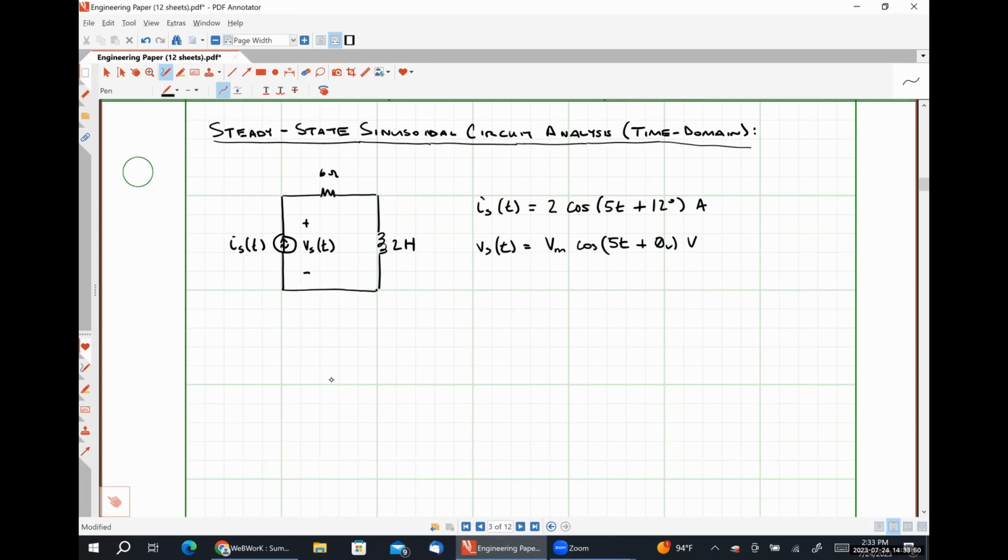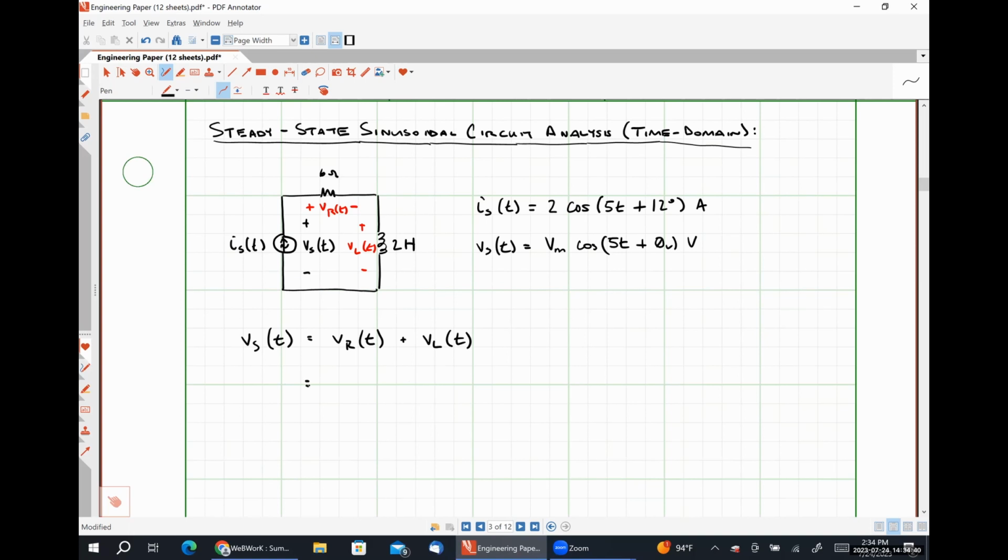All right. So how I'm going to approach my analysis here is by recognizing that I have a single loop circuit. And so I'm going to start by applying Kirchhoff's voltage law. So I'm going to call this voltage the voltage drop across my resistor, VR of t, and this voltage drop across my inductor, VL of t. And I can say that Vs of t will be equal to VR of t plus VL of t.